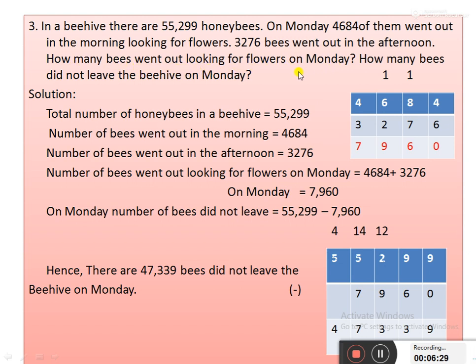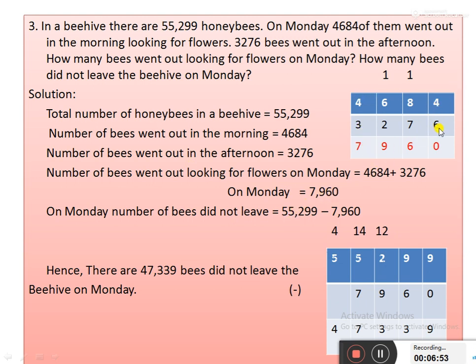They went out 2 times, morning and afternoon. So in total how many times? 2 times. So we have to do the plus. Morning 4,684, afternoon 3,276. Total how many bees went out looking for flowers on Monday? So we have to do the addition.